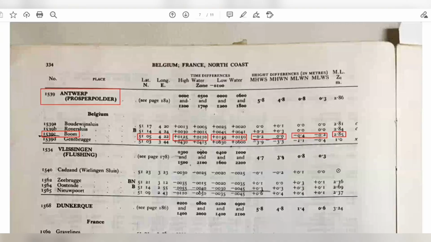Okay, so suppose at midnight Antwerp time it was high water. So Boom will have high water at 0125. Similarly, if at exactly 12 o'clock noon there was high water at Antwerp, then you will have to add 1 hour 25 minutes to get high water at Boom. That means it will become 1325. So add 1 hour 25 minutes if the time was exactly midnight or noon. Similarly, if the time was exactly 5 o'clock, 1700, the correction is 1 hour 10 minutes.